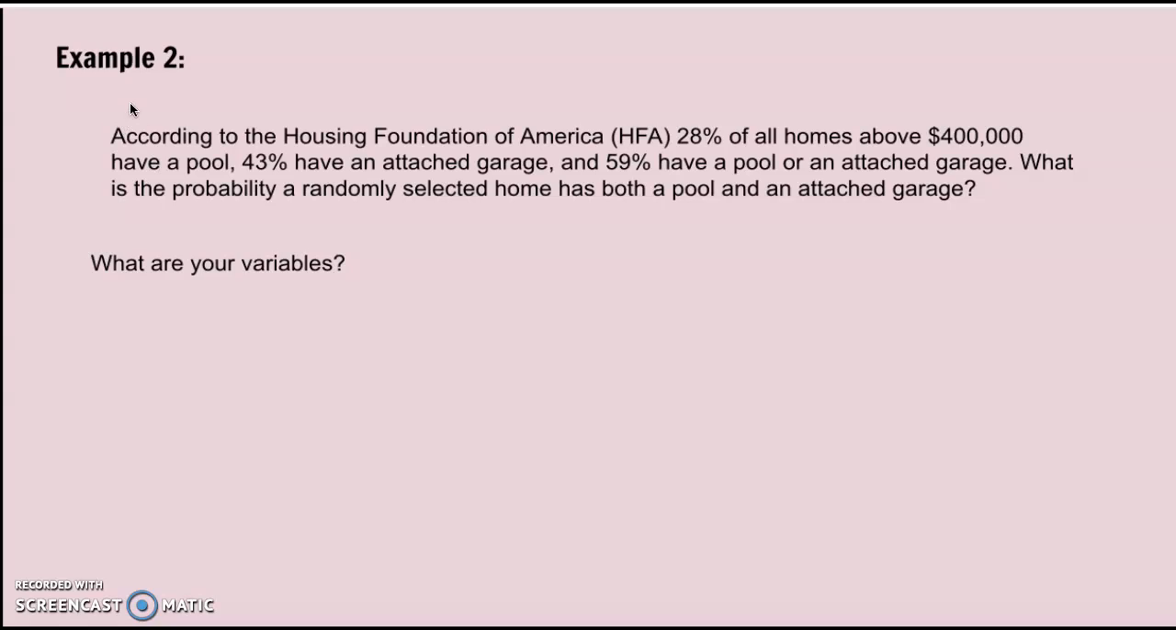Here we go. Example 2. According to the Housing Foundation of America, HFA, 28% of all homes above $400,000 have a pool, 43% have an attached garage, and 59% have a pool or, key in on that word, an attached garage. What is the probability a randomly selected home has both a pool and an attached garage?